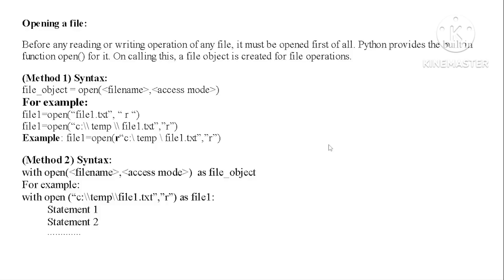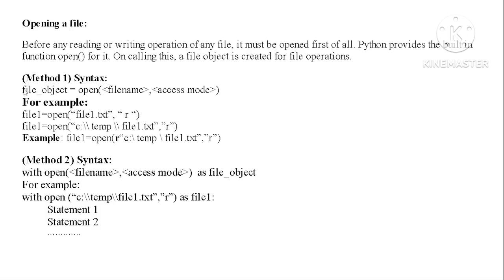Hello students, so let us learn how to open a file to handle it, that is to read or write or append data. Let us see the two methods by which you can open a file. If you want to open a file through Python, you have to write code for that which has a method called open. There are two ways to open a file.